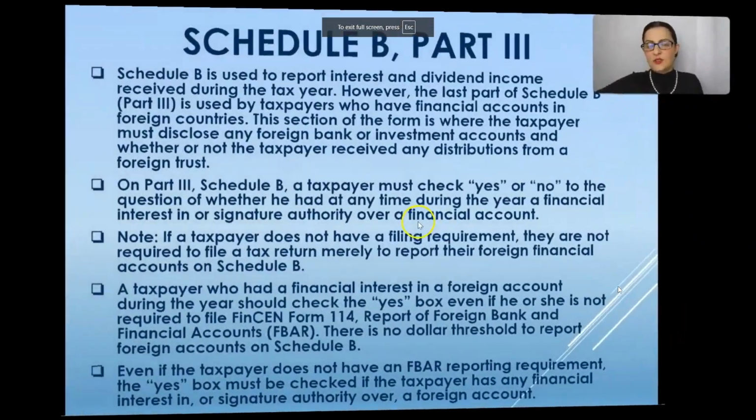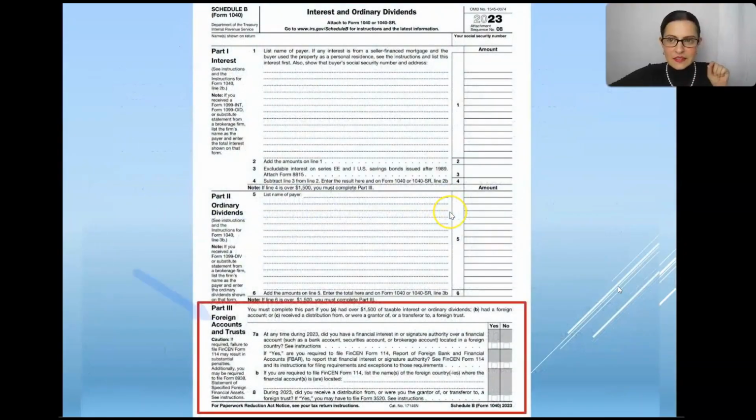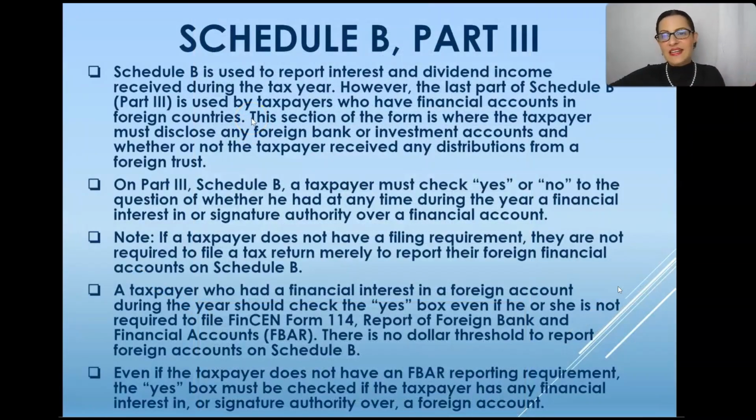Schedule B, Part 3. So Schedule B is generally used to report interest and dividends. However, the last part of Schedule B, right at the bottom, Part 3, take a look at it so you can see it. It's used by taxpayers who have financial accounts in foreign countries. This is why you have to ask everyone, every single client, do you have cryptocurrency or do you own cryptocurrency? That's question number 1. And do you have a foreign financial account? That's question number 2. You've got to ask everyone. This section of the form is where the taxpayer must disclose any foreign bank or investment accounts and whether or not the taxpayer received any distributions from a foreign trust.